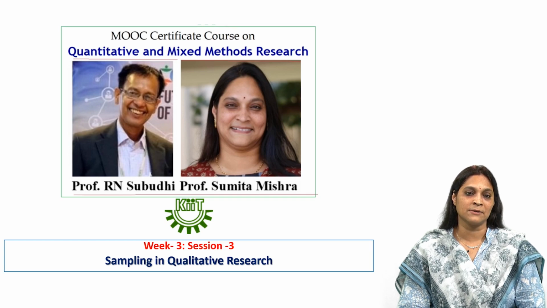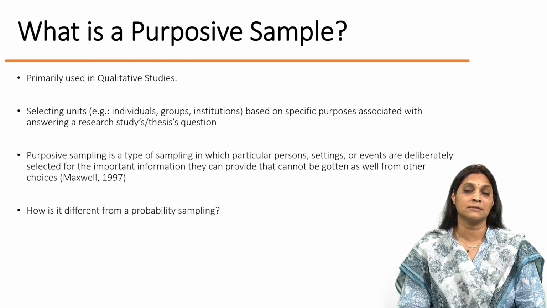So learners, when we talk of sampling in qualitative studies, the first of the terms that comes to our minds or that we hear is called a purposive sample. So what is the meaning of a purposive sample? It is selecting units, and what do we mean by units? It is individuals, groups, institutions based on specific purposes associated with answering a research study's questions.